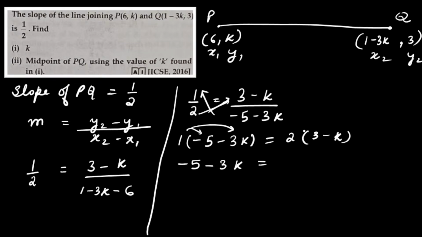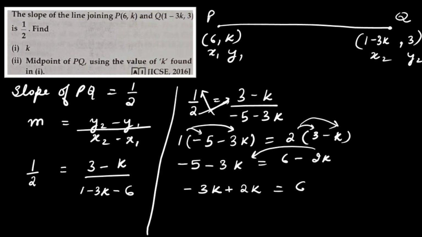Then 2 into 3 is 6, 2 into k is 2k, so 6 minus 2k. Now again like terms will shift. So 3k and 2k are like terms. Negative 3k is already there. I'll be shifting minus 2k to this side. When I shift minus 2k to this side, it will become plus 2k. 6 is there already and 5 I'll shift to this side. So 5 is negative 5, when I shift it, it will become positive 5.